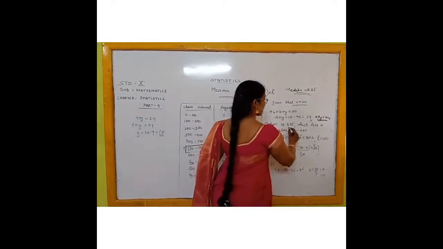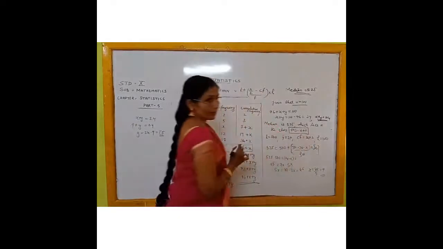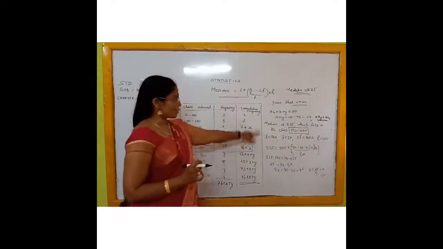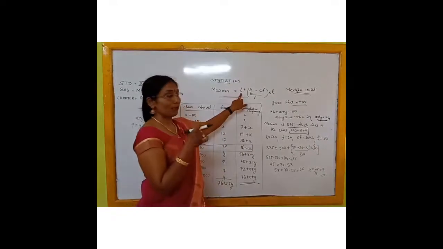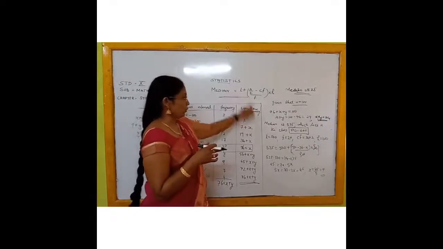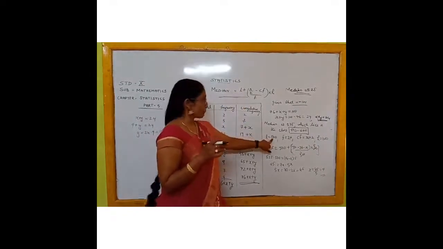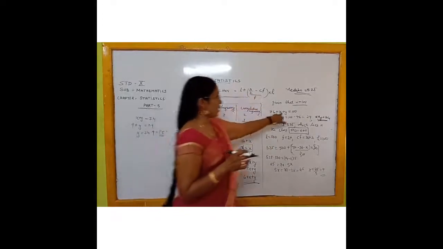What is the median class? 500 to 600. Now its lower limit. You have to apply the values in this formula. So L you got as 500. Now what is N? N is already given as how much?